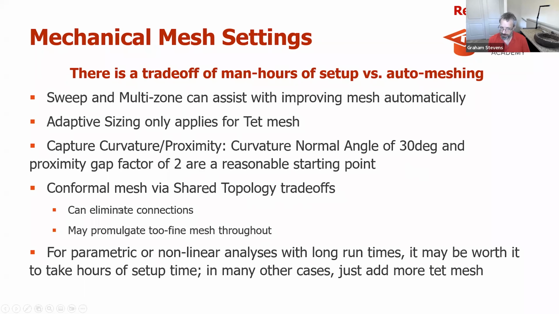And then sometimes folks that are used to doing very fine and detailed meshes may want to have a conformal mesh using shared topology, but those also have trade-offs. They can eliminate connections, which speeds things up, but it also can propagate too fine a mesh throughout. As the conformal mesh conforms to those surfaces, you might end up with too fine a mesh. And so again, it's really important for parametric or nonlinear analyses where you know you're going to run into long run times that it may be worth it to take those hours of setup time. But in many other cases, it's easier just to add more tet mesh and just solve it and be done.